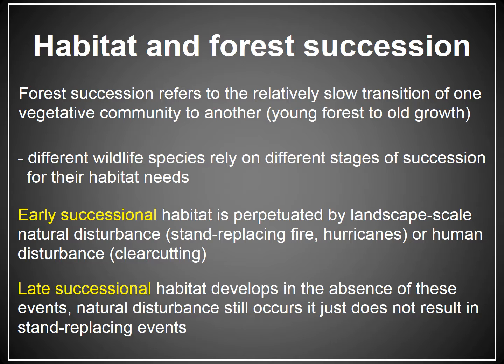Early successional habitat, or patches of young forest, this successional habitat is perpetuated on the landscape by large-scale natural disturbances, which could include things like stand-replacing fires, hurricanes, really extensive ice storm damage, but it also may be perpetuated by human disturbance. Clear-cut harvesting, by definition, results in patches of young forest. Late successional habitat, or patches of old forest, develops in the absence of these stand-replacing events. Natural disturbance still occurs. It's just that the effect of that disturbance is less extensive.